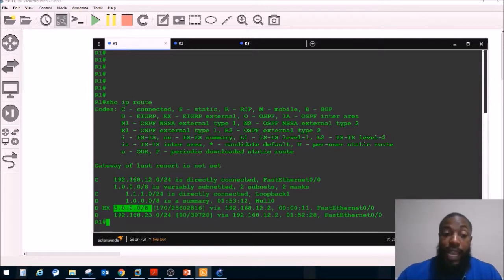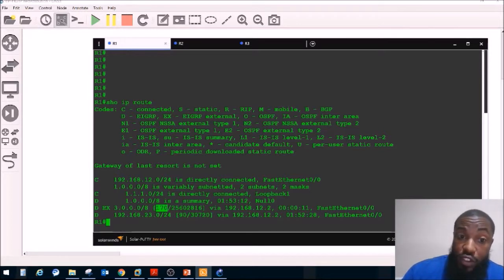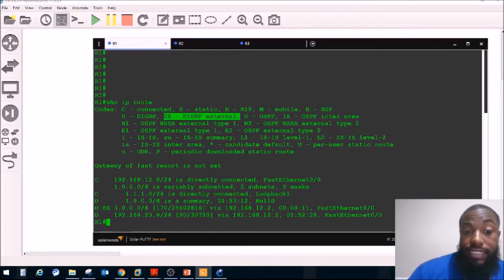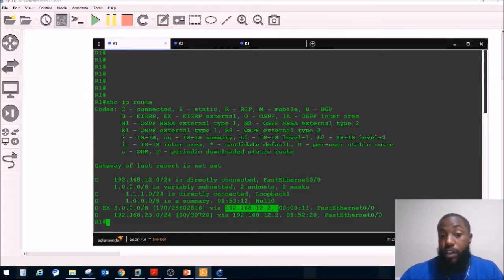But it is the 3.0 network. The metric is 170, which is what the AD is for... that's not the metric. I'm sorry, that's the AD for external EIGRP routes, and that's the metric right there. We learned that through the 12.2 route. Let's go ahead and do one more.